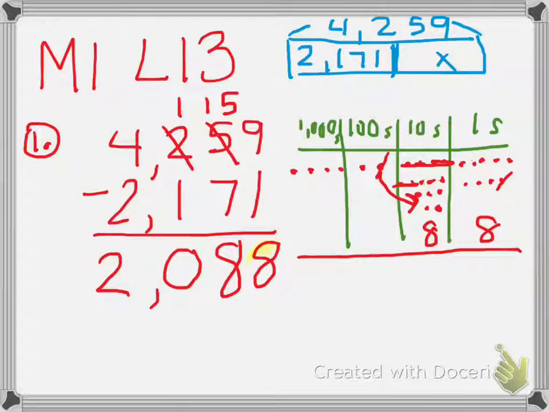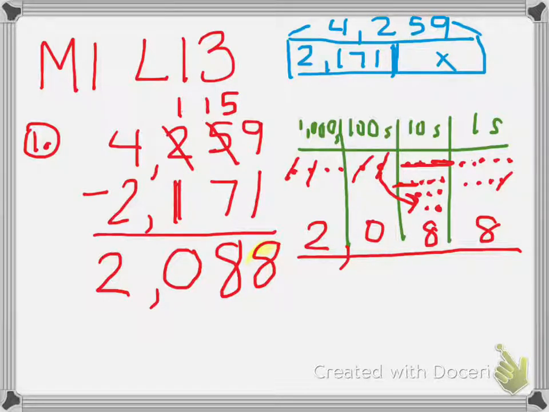Okay. I need to take away 100. So I'm going to take that away. I have 0 left. And now I have 4 thousands. I need to take away 2 thousands. And I have 2,000 left. So there is our answer, and we can see that they are the same.